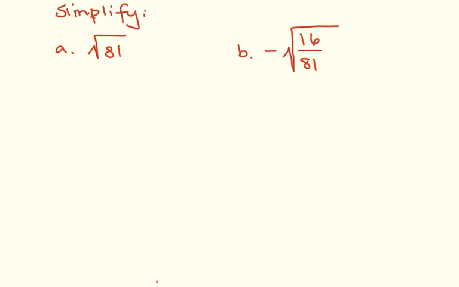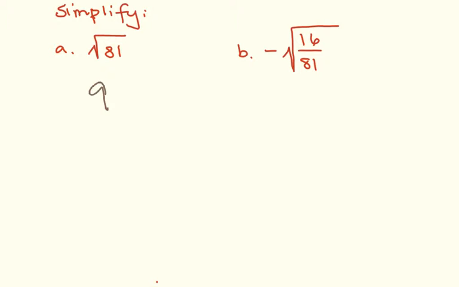Second, we're going to look at simplifying a couple of radical expressions. The first one is the square root of 81. Well, remember, when we're asking for the square root of a number, we're asking for its principal square root. So we want the positive number that you multiply by itself to get 81. And that one is going to be 9.